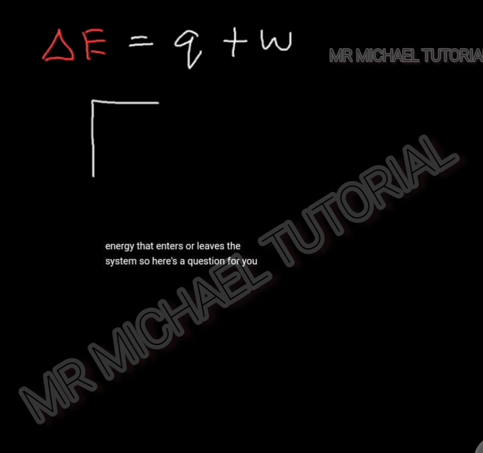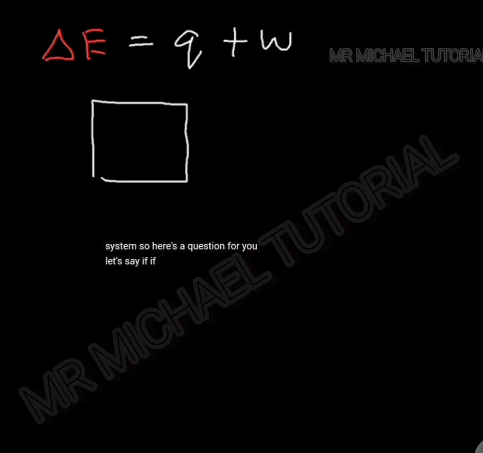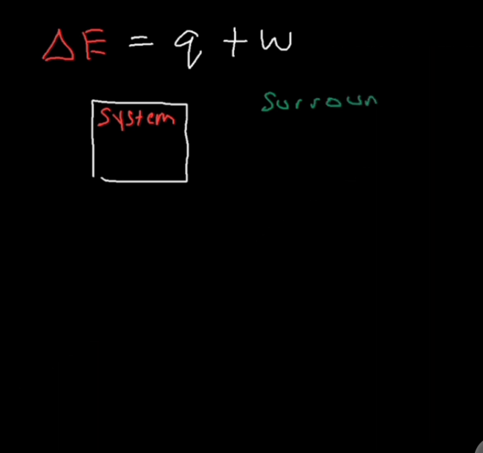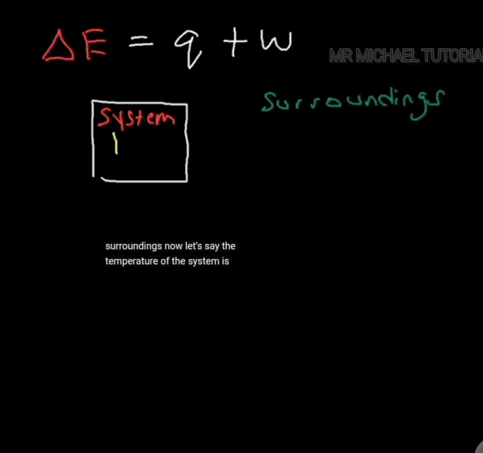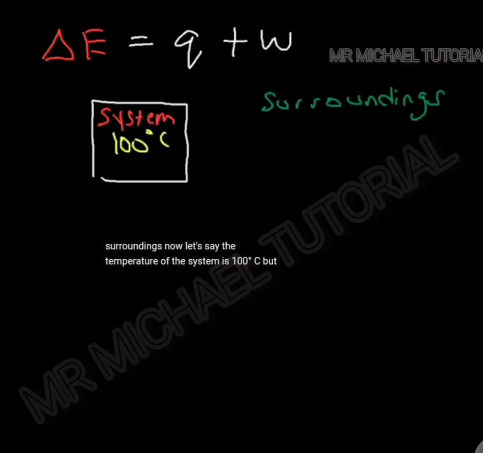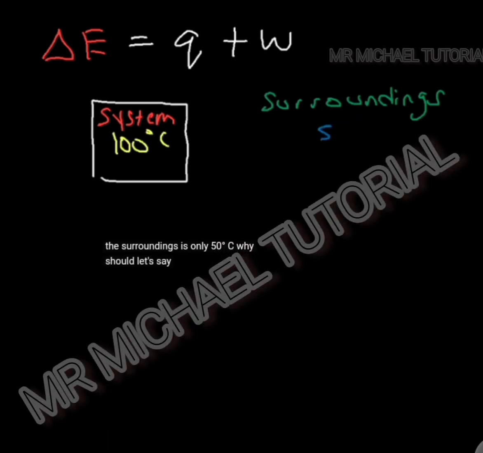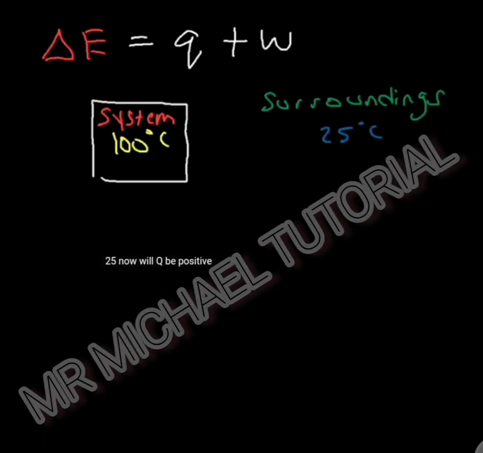So here's a question for you. Let's say the inside of the box represents the system, and anything outside the box is the surroundings. Now let's say the temperature of the system is 100 degrees Celsius, but the surroundings is only 50 degrees Celsius. Well, actually, let's say 25. Now, will Q be positive or negative?